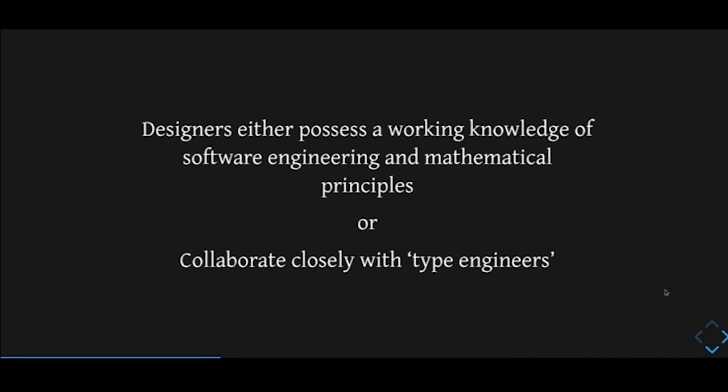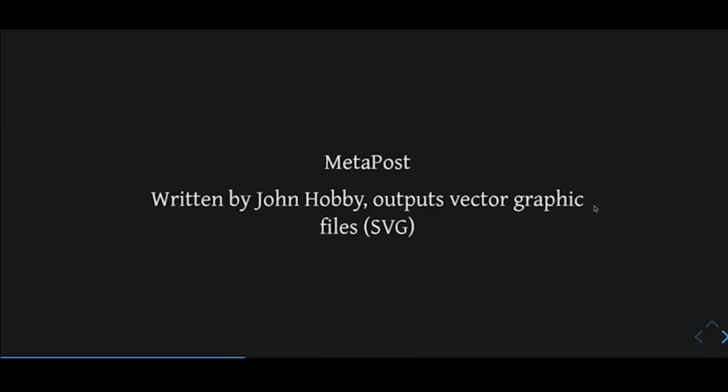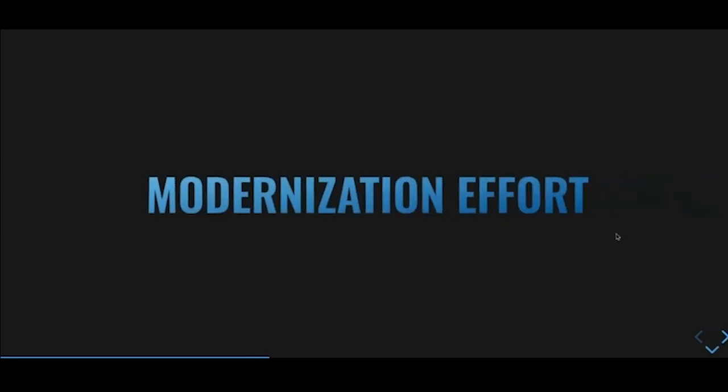There were a few missing pieces in MetaFont, which were later fixed by a variant of MetaFont called MetaPost. It's the successor of MetaFont. MetaPost was written by John Hobby, a student of Donald Knuth. One of the advantages of MetaPost was that it outputs vector graphics, that is SVG files, while MetaFont was outputting bitmap images. So I took MetaPost and I tried to see how I can use it. In the next session, I will explain my modernization approach.